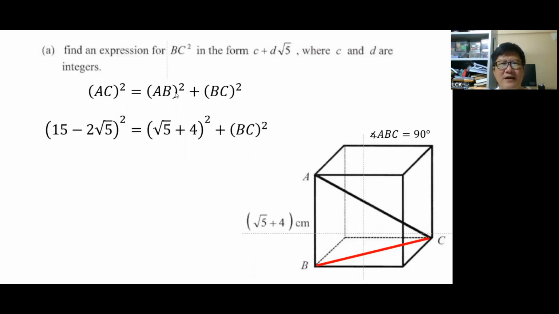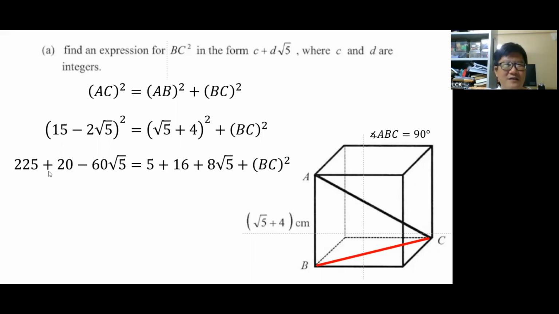So put the simplified form here. The AB squared is here, AB. So it's 5 square root 5 plus 4. Put it over here. And what I'm trying to find is an expression for BC squared. After this, it's very simple because I'm just simplifying this.